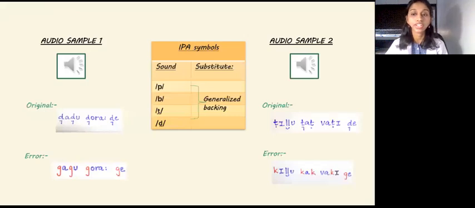Generalized backing is generally seen for sounds produced at the front of the oral cavity. These may be p, b, t, d, ʈ, and ɖ. As such, there is no specific symbol for generalized backing. The back sounds that substitute the front sounds are written in their original IPA.